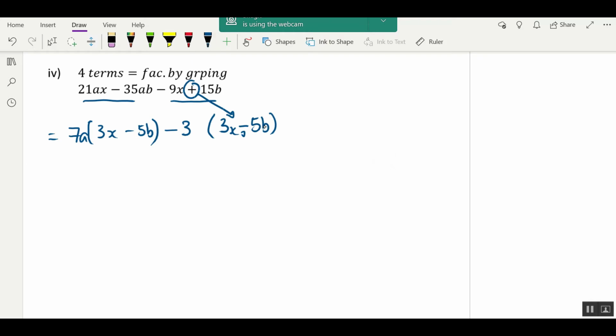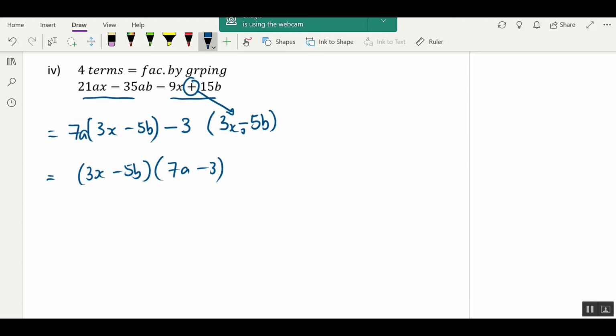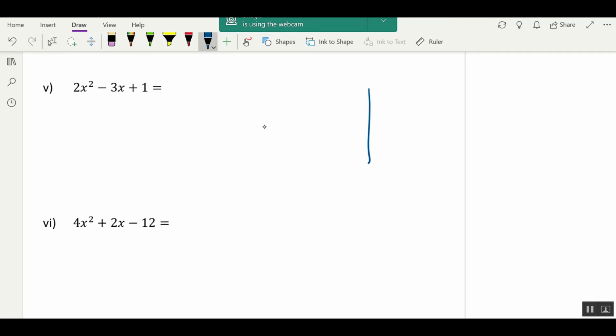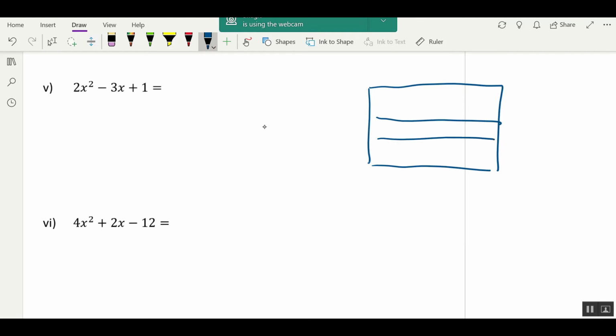Okay, now you have two of the same bracket, so I'll have 3x minus 5b, 7a minus 3. Four terms, usually we have factorization by grouping. Later I will tell you when it will be four terms but it's not factorization by grouping. Okay. Next, quadratic factorization. For this you can either use your cross factorization or use the multiplication frame. Both will give you the same thing.